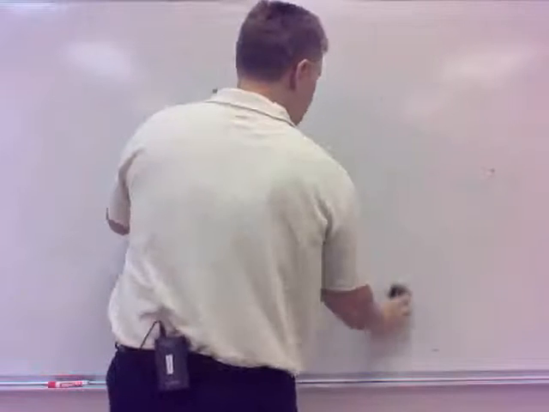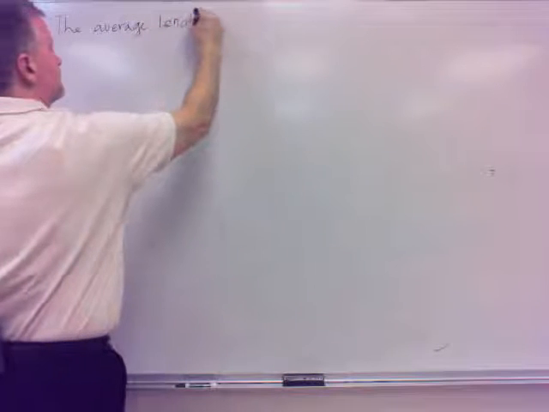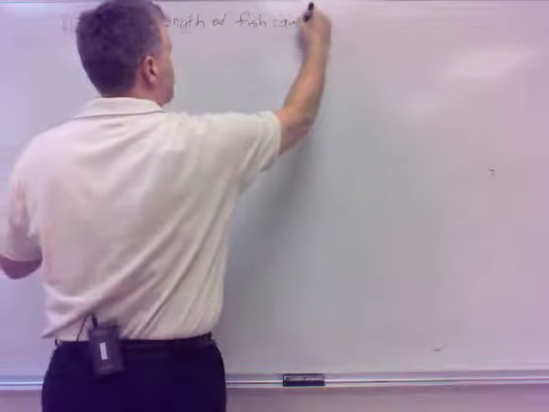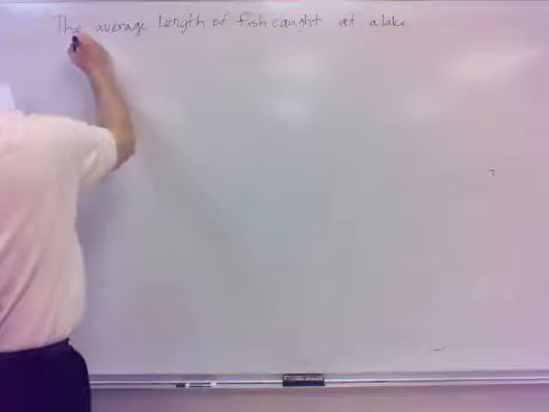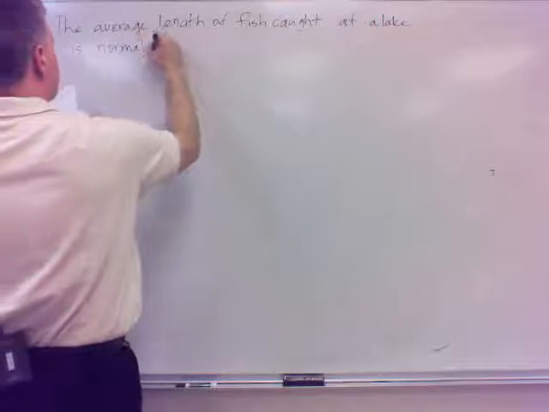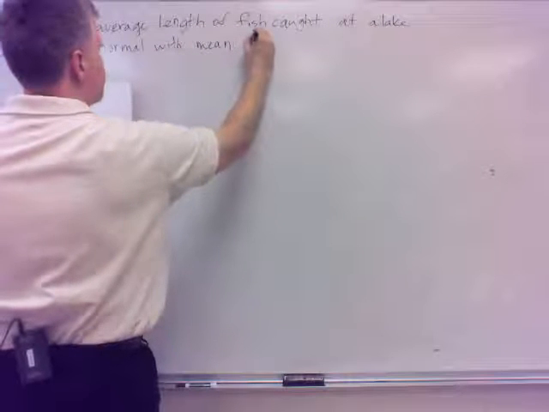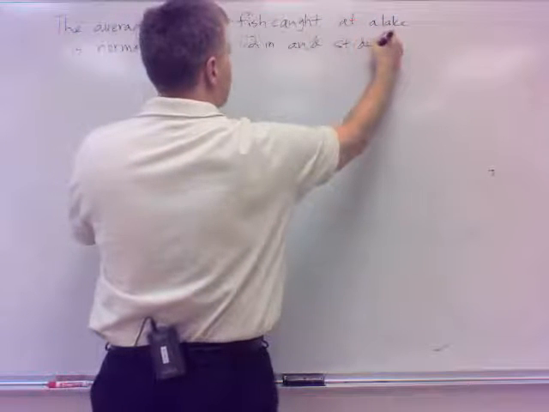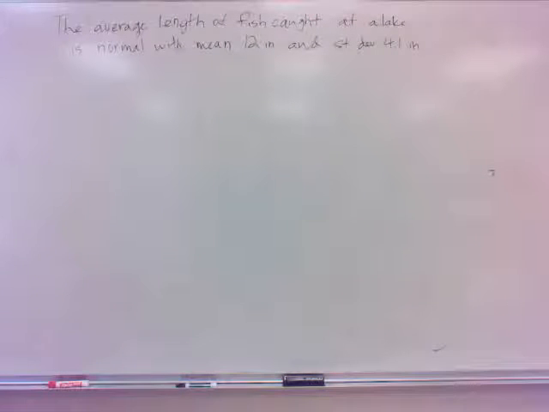For these particular ones, the average length of fish caught at a lake is normal with mean of 12 inches and standard deviation 4.1 inches. Mean is 12 inches, standard deviation is 4.1.